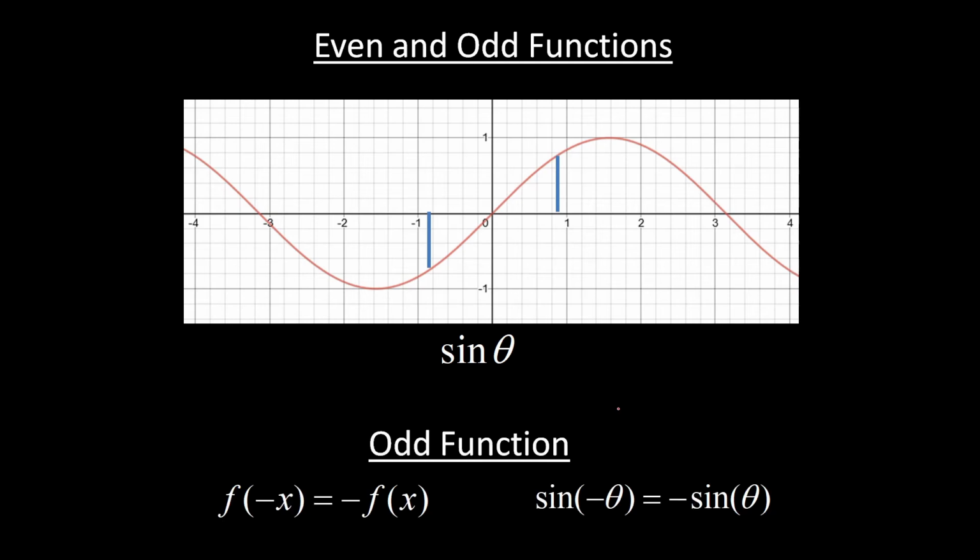And we say then that this is an odd function. If you plug minus x into the function and you get the same output as positive x, but with a sign change, that's an odd function. So for sine, that means if you plug in a negative angle in the sine, that's the same thing as plugging in a positive angle and then multiplying it by a negative.